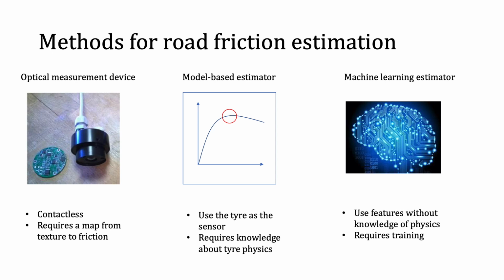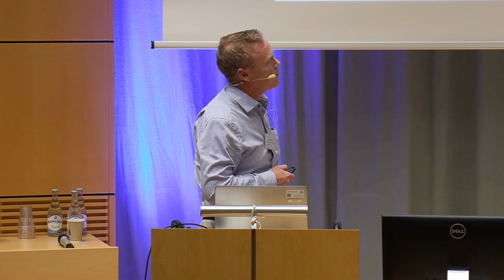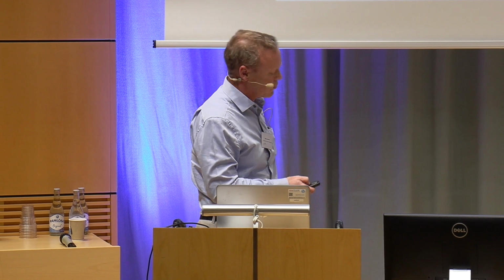Okay, so how can we estimate friction? One way is to use an optical device and then have some sort of map from texture to friction. But what I will talk about are these two methods, where the tire itself is used as a sensor. One way is to use model-based estimators, which requires that we have relatively good knowledge of the tire physics. We can also apply machine learning. Then we don't need any knowledge about the physics any longer, but we need a lot of training.